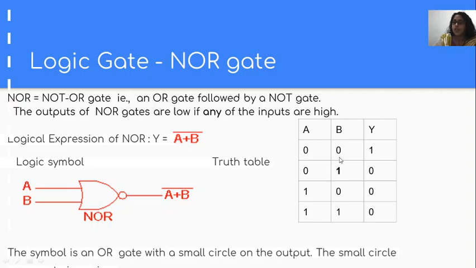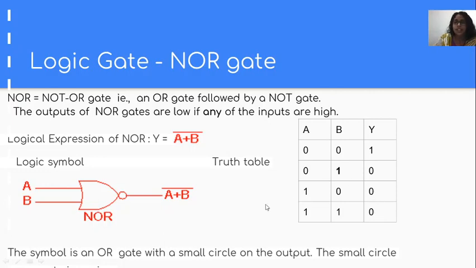When 0, 0 for OR output is 0. But for NOR it is the inversion. That is, it is 1. For all the other cases, for the case of OR gate, it will be 1. But in the case of NOR gate, it will be 0.